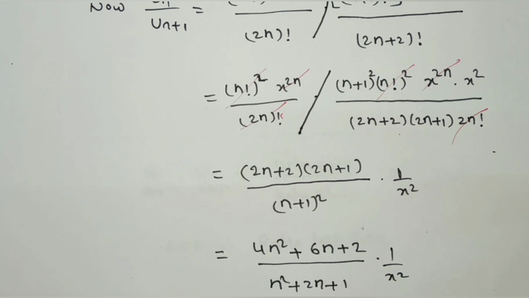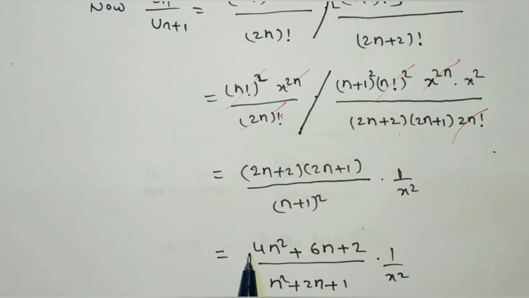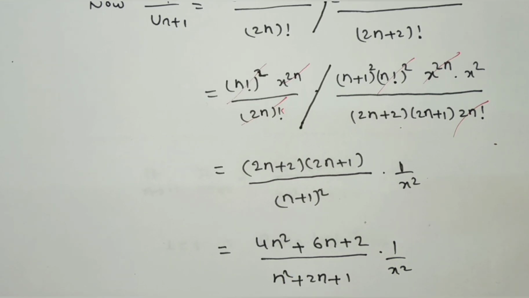Now we have to apply the limit on both sides. Can you guess what limit you will get as n tends to infinity? N square by n square. The numerator and denominator have the same power of n. Therefore, you will get the ratio of the coefficients of n square in the numerator and denominator as the limit. So that is 4 by 1 into 1 by x square, that is 4 by x square you will get. Okay?